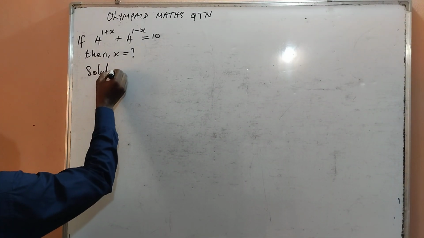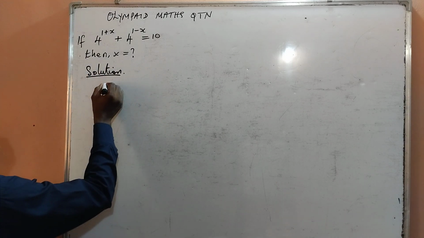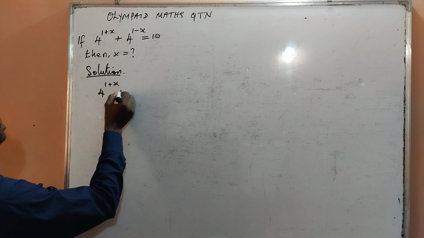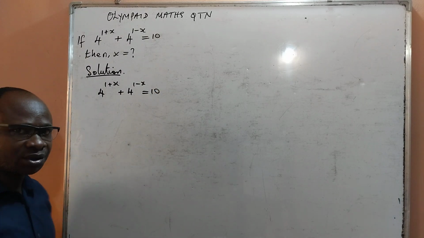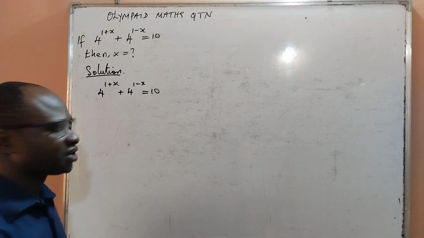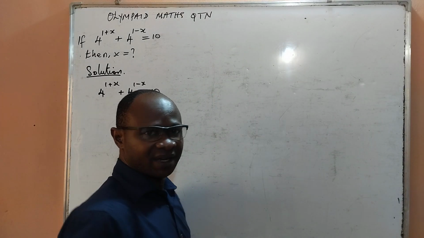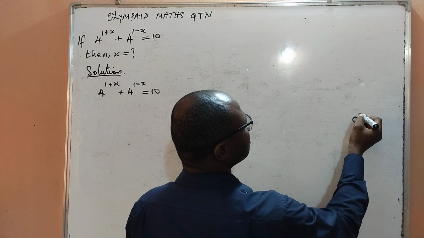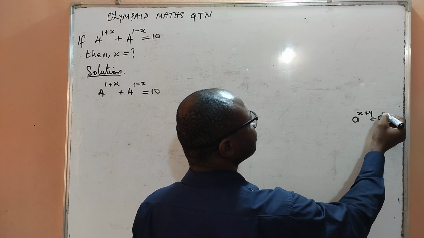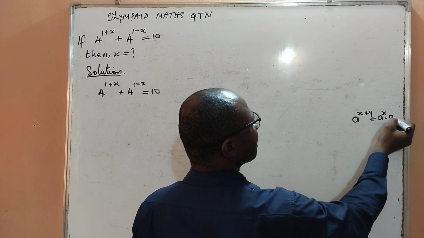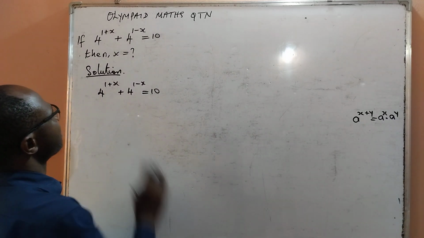Solution. I am given to solve 4 to the power of 1 plus x plus 4 to the power of 1 minus x, everything equal to 10. First and foremost, from the left hand side, I will apply the law of indices. If I am given a to the power of x plus y, it is equal to a to the power of x multiplied by a to the power of y. I will apply this law to the left hand side.